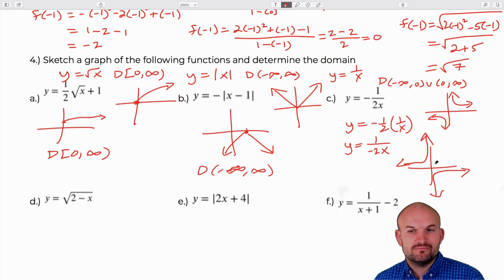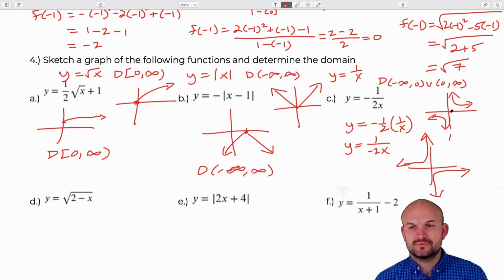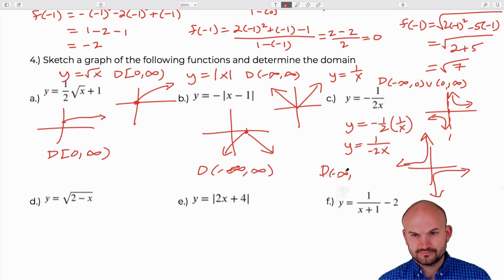Remember the reciprocal function has a vertical asymptote at x equals 0. So the graph is undefined at x equals 0. But by reflecting and stretching and compressing, the graph didn't do anything. So my domain is still going to be negative infinity to 0, union 0 to infinity.